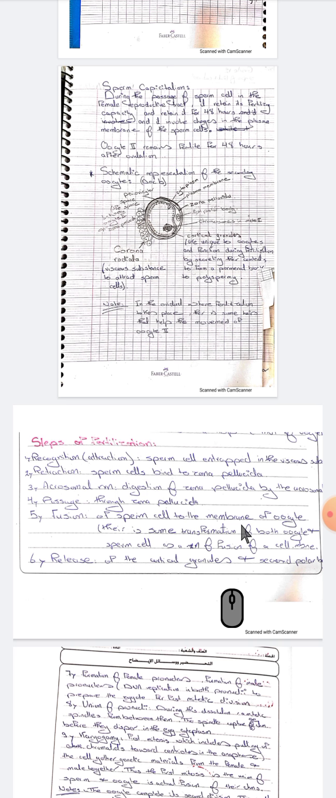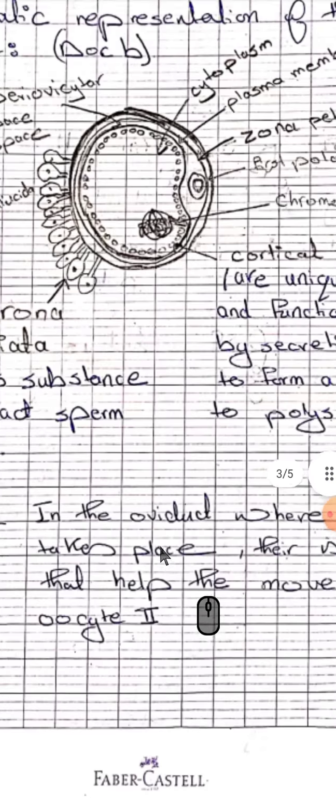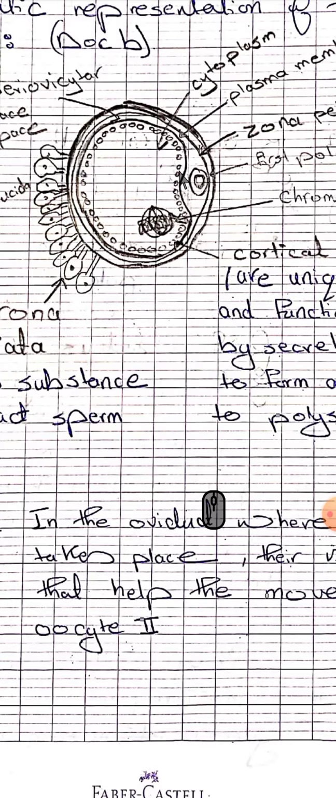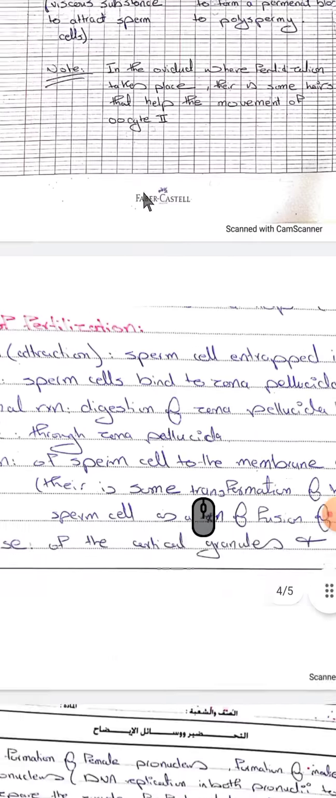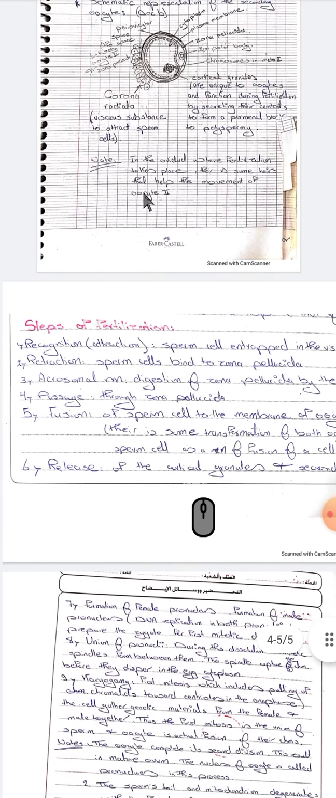Fusion of the sperm cell to the membrane of the oocyte. There is some transformation of both the oocyte and the sperm cell as the reaction of fusion of the cell membrane. Fusion means it penetrates the cytoplasmic membrane. This is the cytoplasmic membrane, and the sperm cell penetrates the cytoplasmic membrane by the process called fusion.